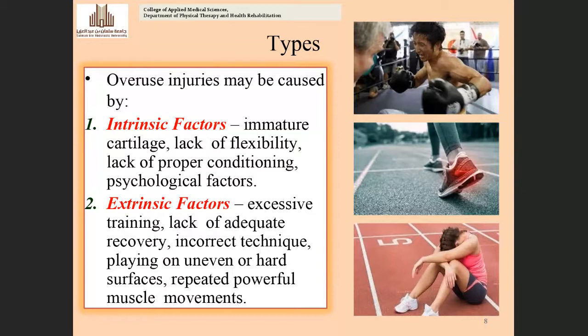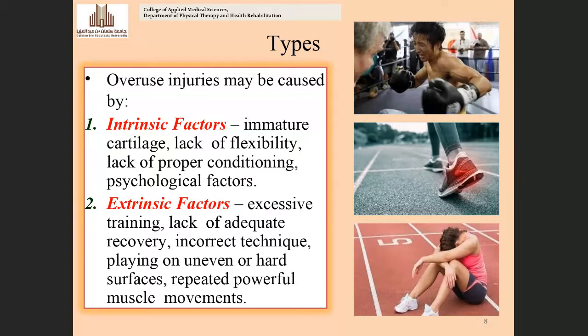So when you see the types of chronic injury, we have classified these overuse injuries into two types. One is intrinsic factors, another is extrinsic factors. The causes for overuse injuries are classified into two types. So what are intrinsic factors? Intrinsic factors means the factors are inside the body. The factors which arise from the inside of your body are known as intrinsic factors. And extrinsic factors means the causes which come from the outside.